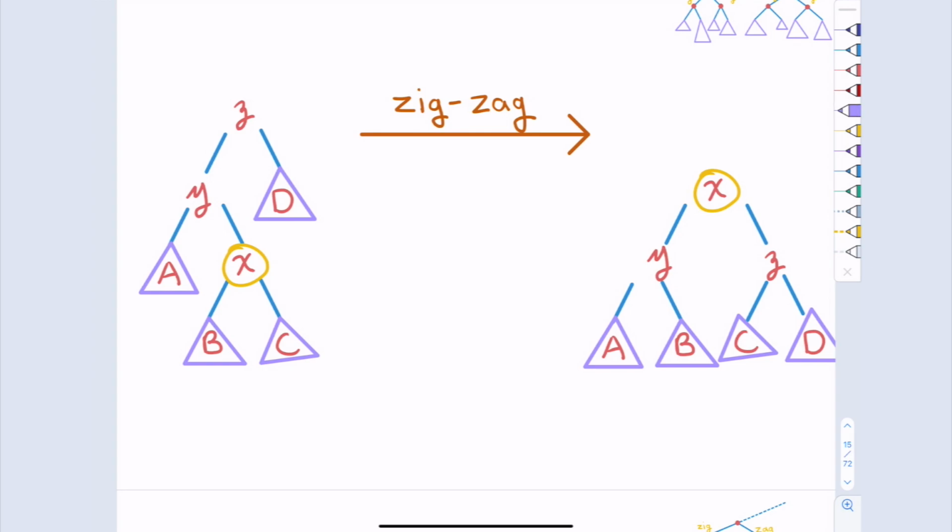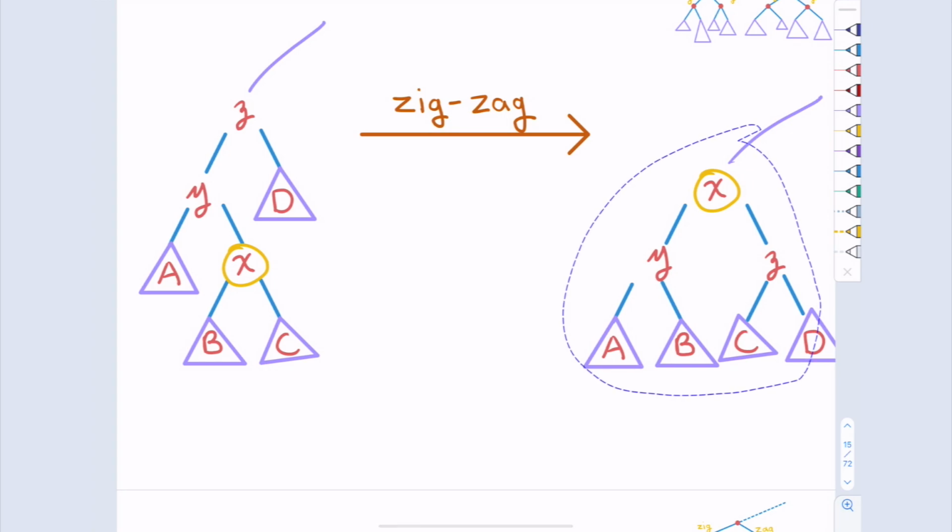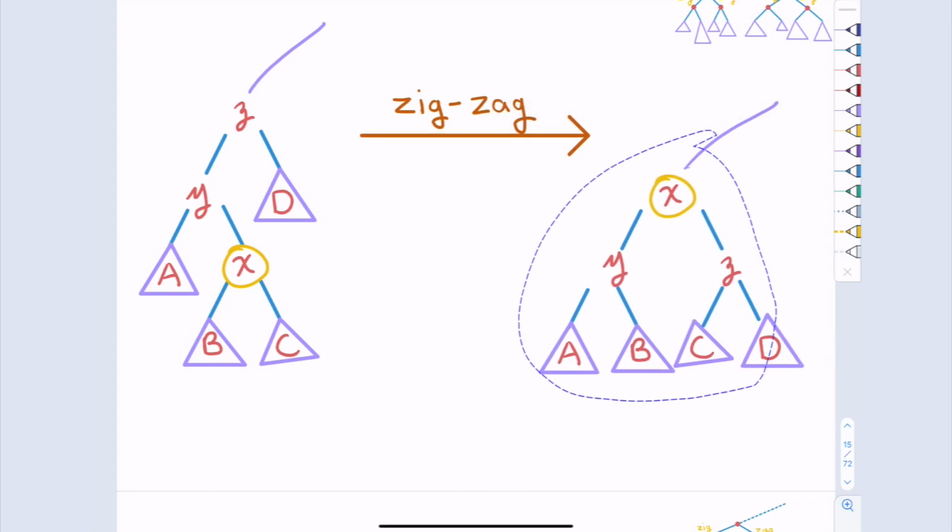Keep in mind this might be just part of a much bigger tree, so this is connected to something else. In this one, you can see a little bit of the intuition, although it's a little misleading because we don't know how big A, B, C, and D are. But at some level, the picture on the right looks a little more balanced than the picture on the left.